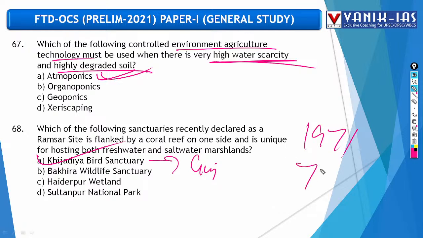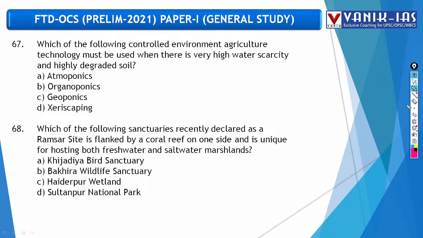At present, there are 75 Ramsar sites in India. In Odisha, Hirakud, Ansupa Lake and Sarpada Lake are declared as Ramsar sites recently. So they may ask this question regarding maritime geography.